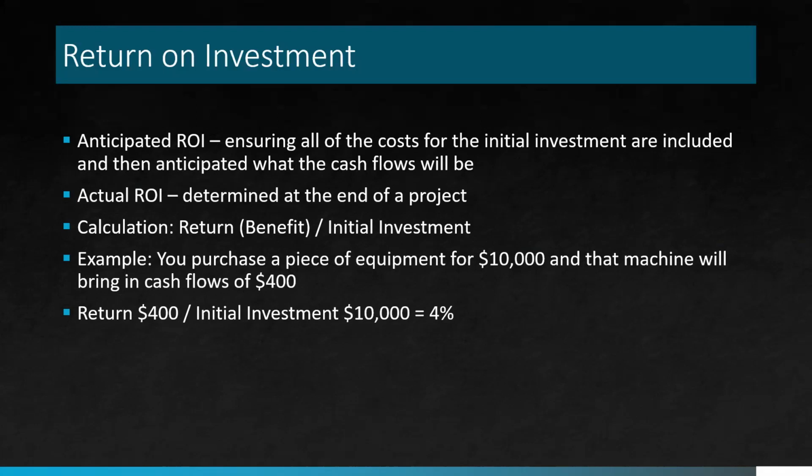So in this example, you purchase a piece of equipment for $10,000 and that machine will bring in cash flows of $400. So my return is $400 divided by my initial investment of $10,000, giving me an ROI of 4%. So if I'm working with an organization that says any projects have to bring in 8%, this would most likely be rejected.